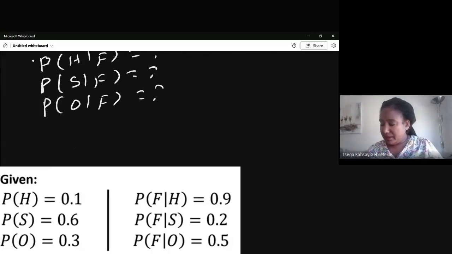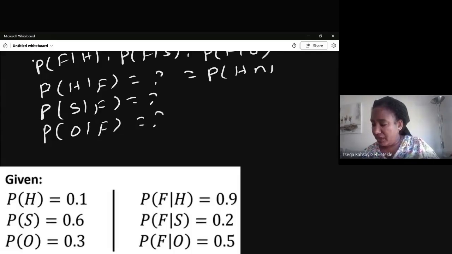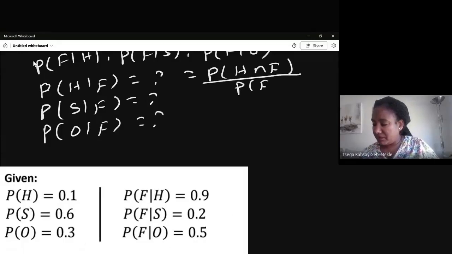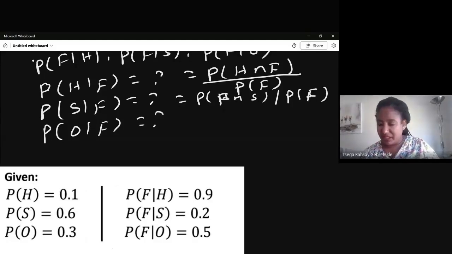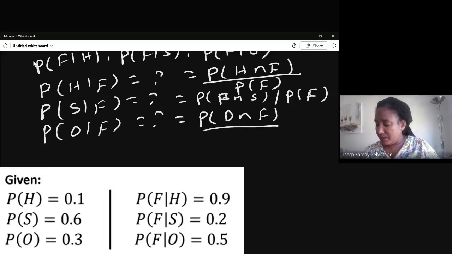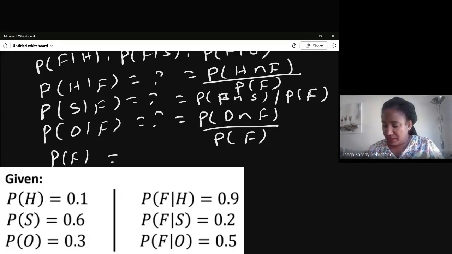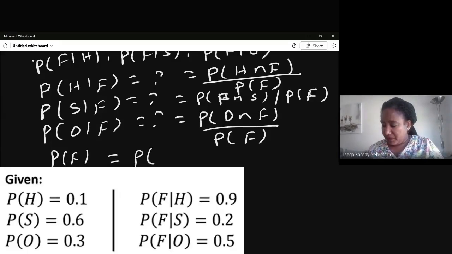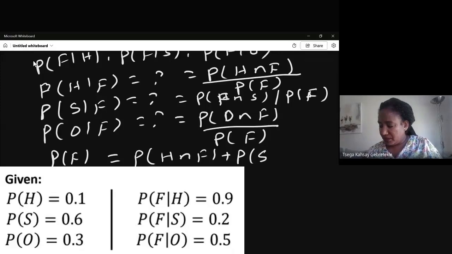Okay, so in here, the formula, as we know, is probability of H intersection F divided by probability of F. Here, also, the probability of F intersection S divided by probability of F. And this is probability of O intersection F divided by probability of F. So we need to find the probability of F. Probability of F from the mutually exclusive events is calculated as probability of H intersection F plus probability of S intersection F plus probability of O intersection F.